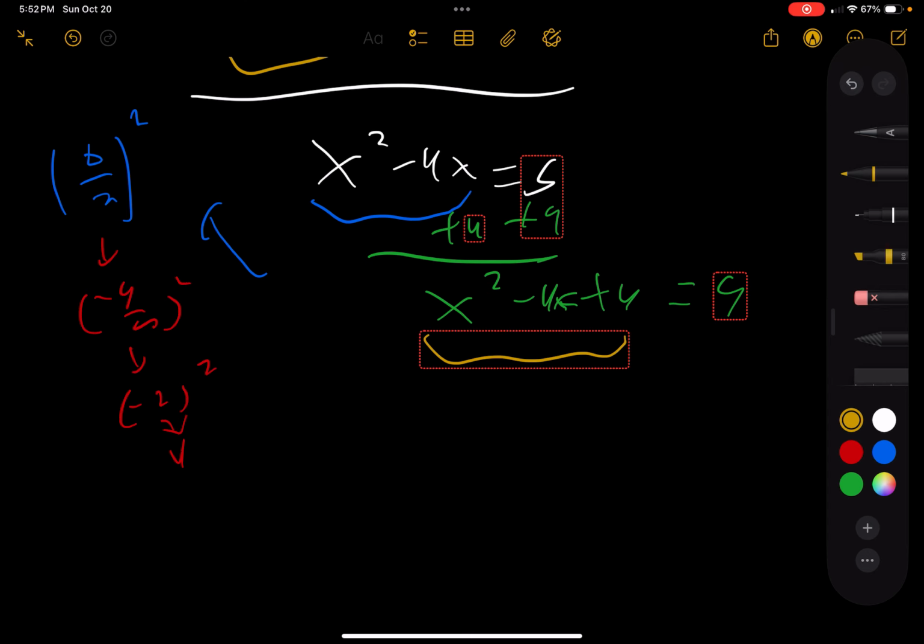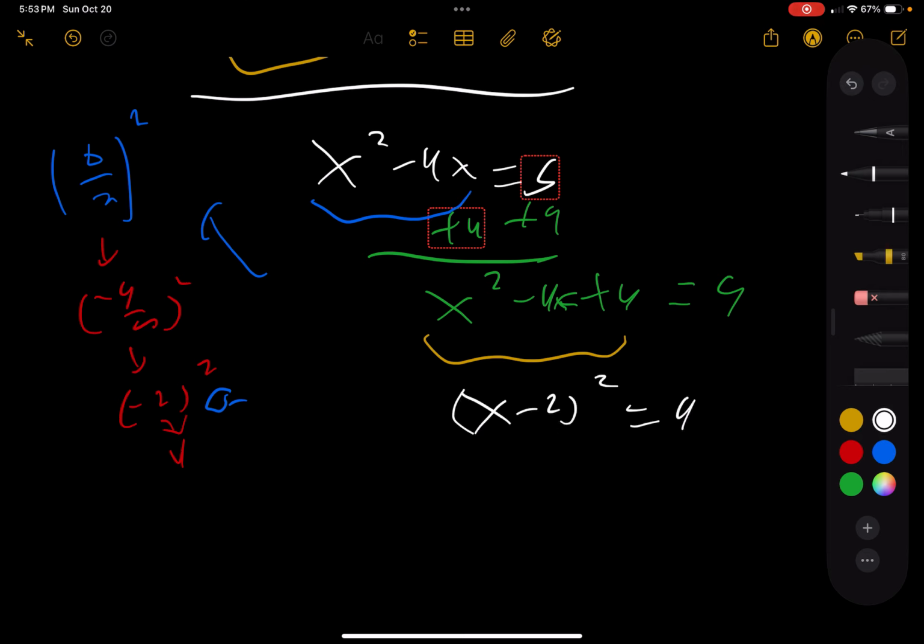So, a perfect square trinomial factors out to x plus the b term divided by 2. Our b term divided by 2 from the original equation is negative 2. This factors out to x minus 2 squared, which equals 9.